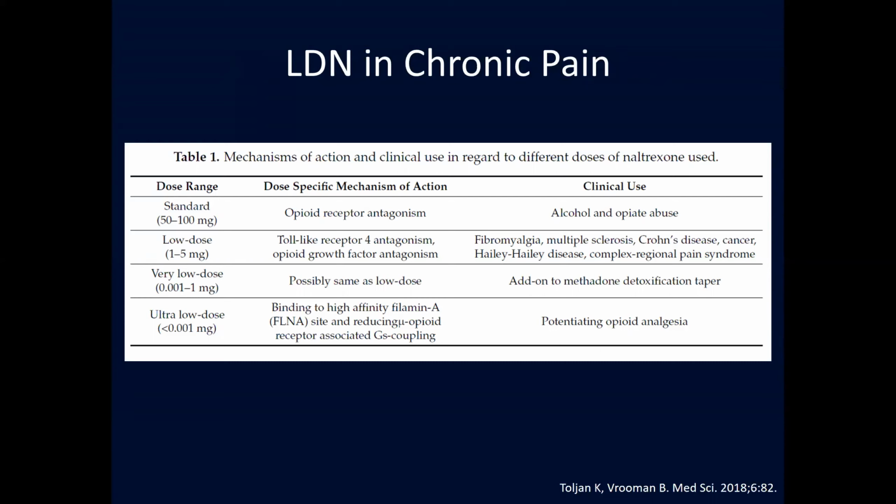So the idea of low-dose naltrexone has been beneficial in syndromes such as fibromyalgia, multiple sclerosis, Crohn's disease, cancer, and complex regional pain syndrome. Very low dose naltrexone, so doses of 0.001 to 1 milligram, may have similar effects. They are actually studying those in those same disease processes I just listed. But this has been identified as being beneficial to minimize untoward effects in methadone detox tapers in particular. And there are also studies that are ongoing for ultra low dose that we're not going to talk about here.